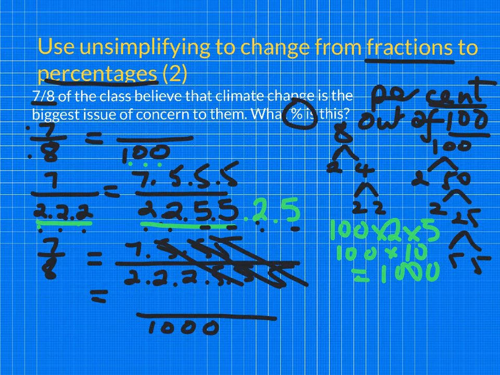And on the top here, we have got 7 times 5, which is 35, 35 times 5, which is 175, and 175 times 5, which is 875. So our top number is 875. So our answer is actually 875 thousandths.